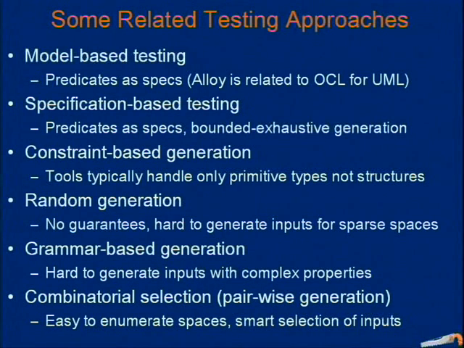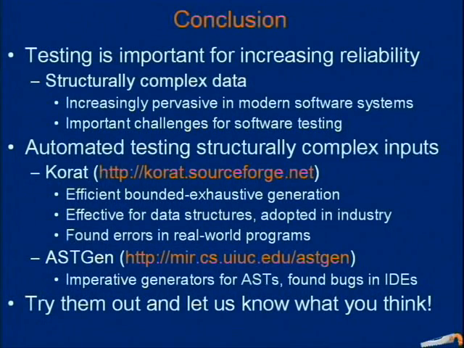There's grammar-based generation that's used if you want to generate programs, XML documents, things like that. But again, if you want very complex properties, it's hard to express that in grammars, and so on. OK, so to conclude, testing is important, as we know, and as you know, and I guess as you practice it.